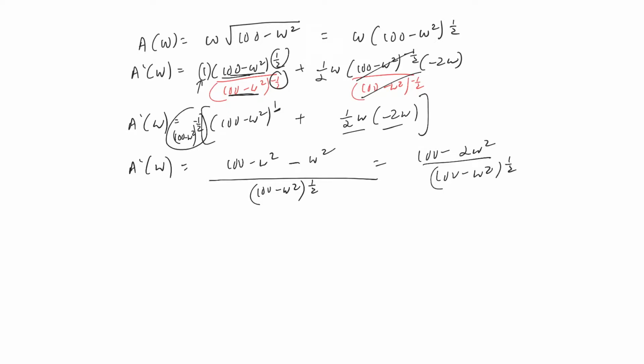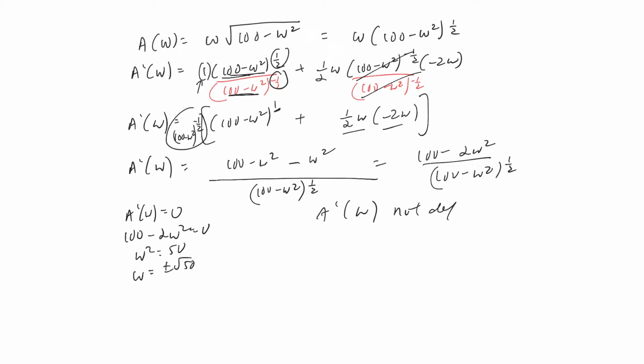And this is where we do exactly the same thing as curve sketching. We want to figure out where things are undefined and where the slope is 0. So in other words, we're going to set A prime of w equal to 0, and A prime of w not defined. We set the numerator equal to 0 and work things out. We end up getting positive root 50. But of course, we're only going to take the positive root 50 because we had restrictions up here indicating that our width has to be greater than 0.